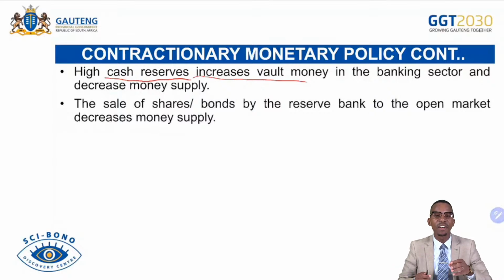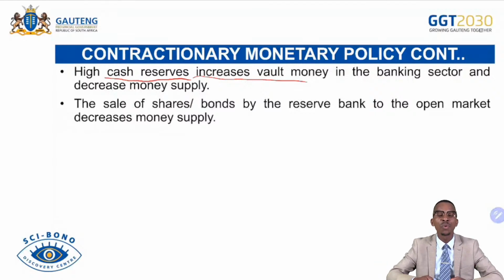So if the state intervenes by selling those to the open market or to commercial banks, that will lead to commercial banks remaining with less money. As they remain with less money, they will have less to give out as loans to their clients, which will lower the money supply in circulation.